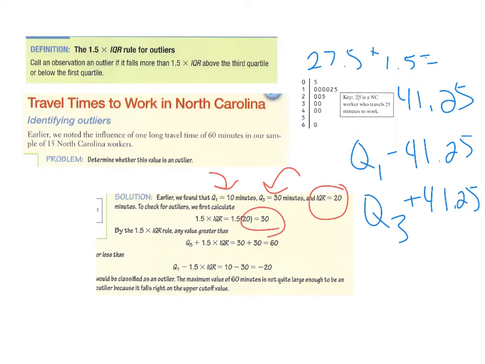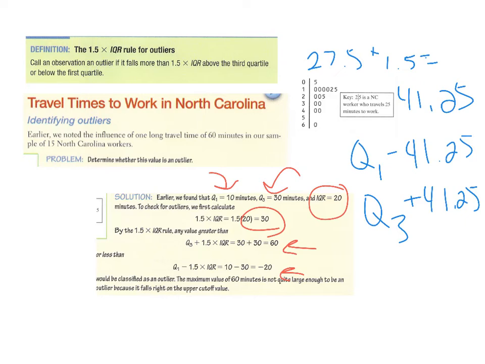Any value that is greater or less than that, added to the Q3 and subtracted from the Q1, would be considered an outlier. So Q3 plus 1.5 times the IQR, which is plus 30, is 60. And then Q1 minus 1.5 times the IQR, so minus 30, is negative 20. We don't have anybody with a negative 20 commute, so none of the lower commutes would be considered outliers.